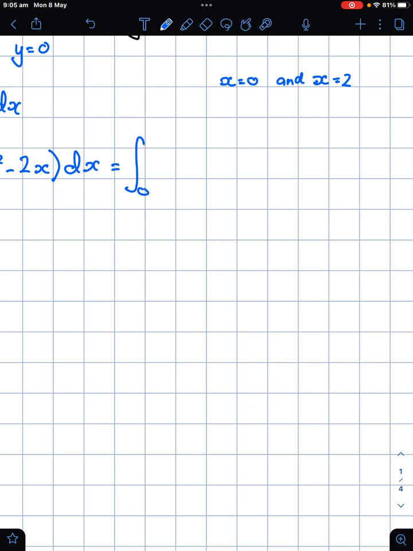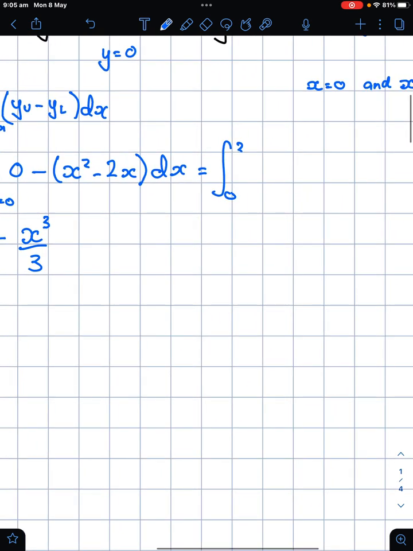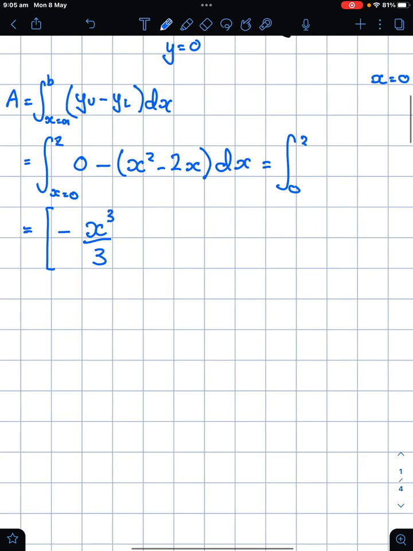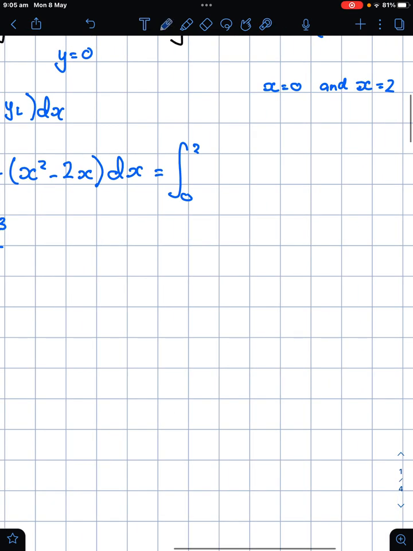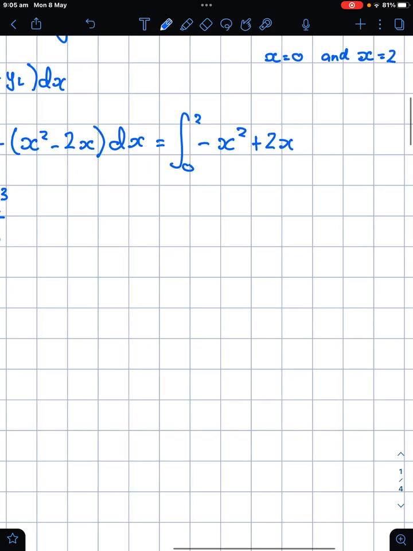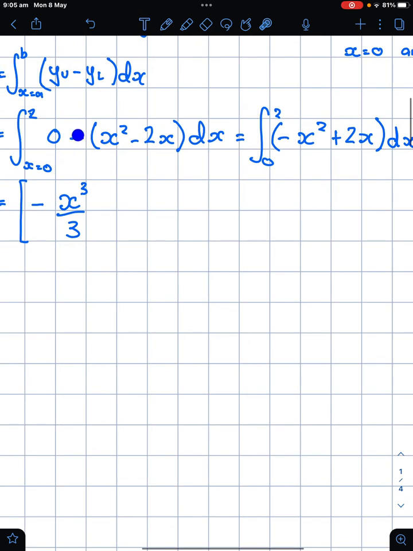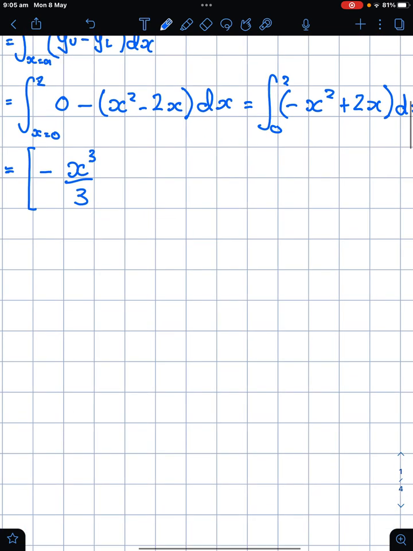So integral 0 to 2. The reason I'm doing these extra steps is so we don't miss any signs here. I'm going to multiply this negative in here. It'll just make life a little bit simpler. The 0 is just 0, so we've got minus x squared, and then plus 2x, all with respect to x. I highly suggest getting rid of these negatives. Too often the negatives is where we drop marks in integral calculus.